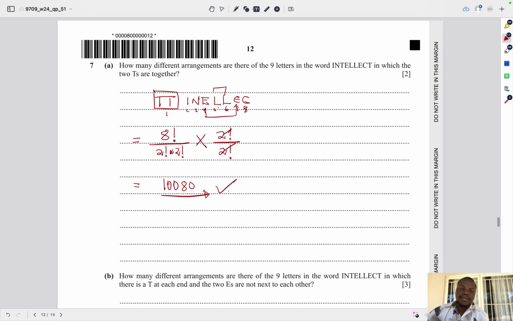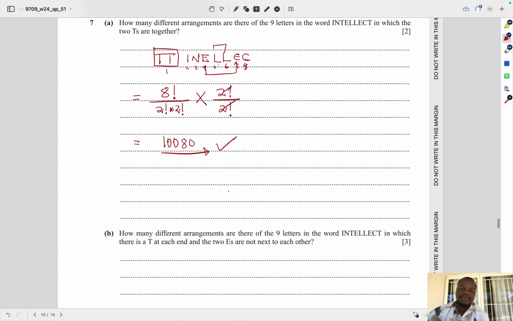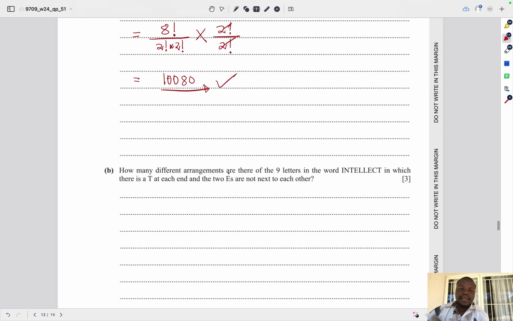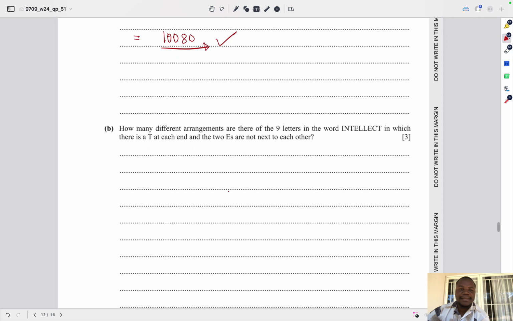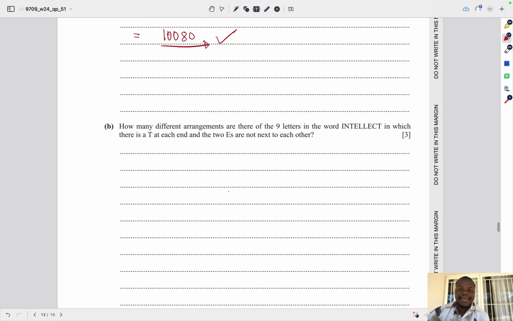Now let's look at the second part of the question. Okay, so now in the second part they said how many different arrangements are there of the 9 letters in the word intellect in which there is a T at each end and the 2 E's are not next to each other. Okay, so now here, this is a very good question.